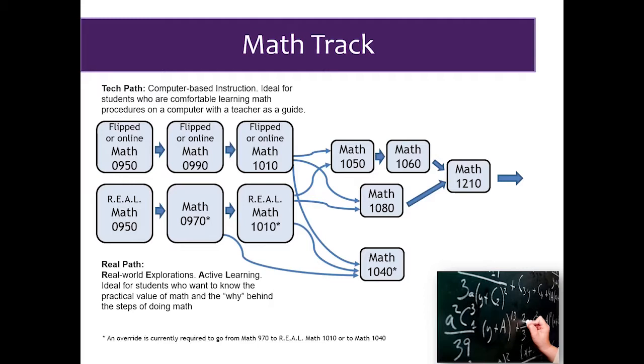Once Math 1010 is completed, students can choose to complete Math 1050 College Algebra and 1060 Trigonometry to let the math material sink in, or the faster Math 1080 Pre-Calculus route. Both let you into Math 1210 Calc 1. The remaining course shown is Math 1040 Statistics.